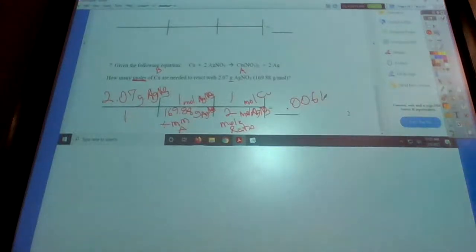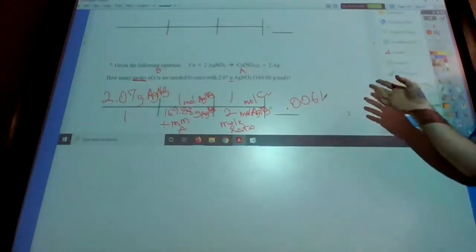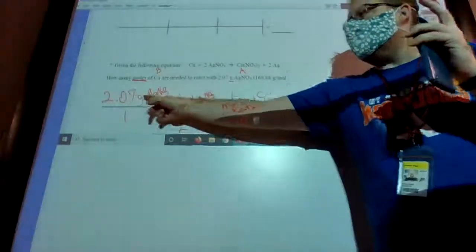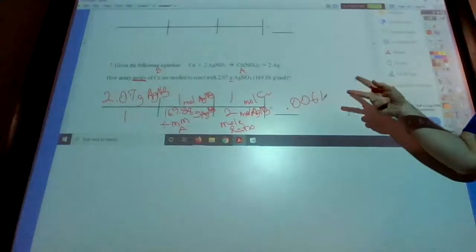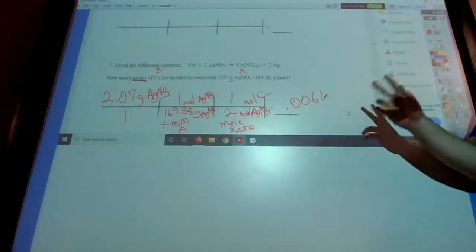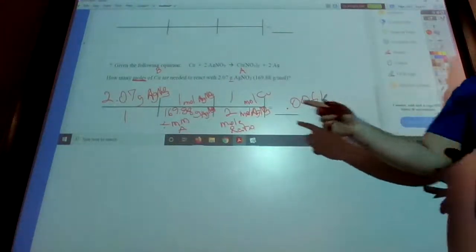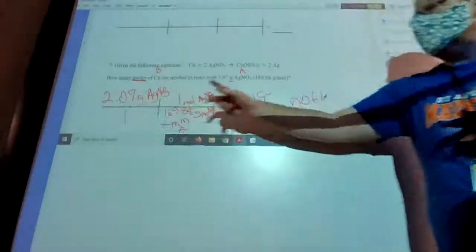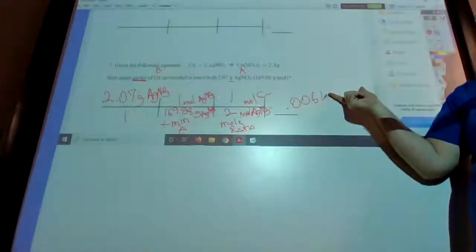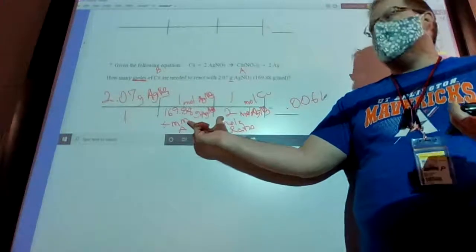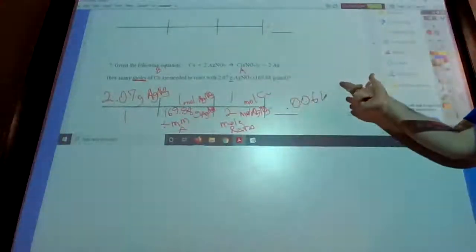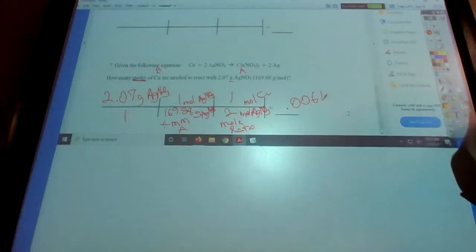And that's why I've been telling everybody, if you multiply everything on top and then multiply everything on bottom and then just do one division top over bottom, that would have fixed that. Because you'd have had 2.07 times 1 is just 2.07. And then at the bottom, you would have multiplied these together first and then divided 2.07 over those two.